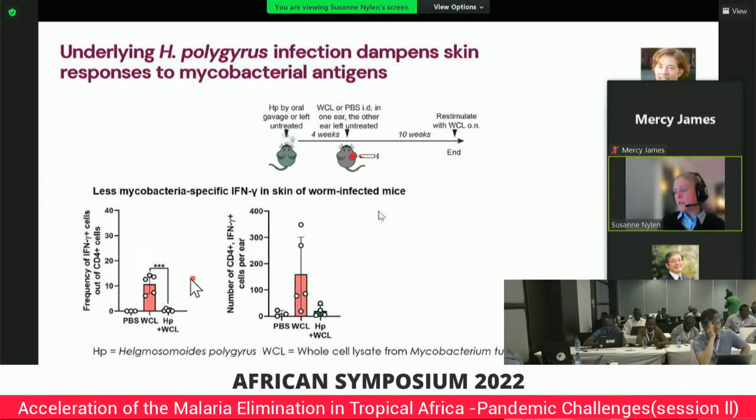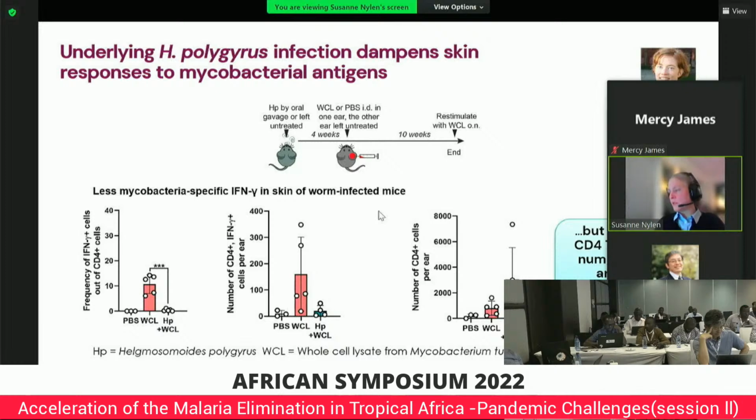And we had fewer Th1 cells, in this case, in the worm-infected mice when given a whole cell lysate of Mycobacterium tuberculosis. We had fewer cells, so the frequency of the cells was lower. However, when we looked at the total CD4 cells, to our surprise, we found more in the worm-infected mice.